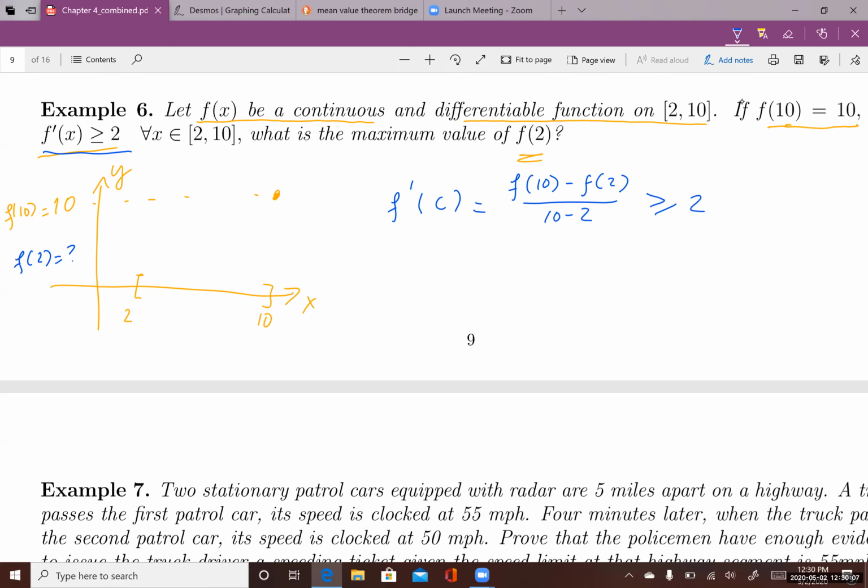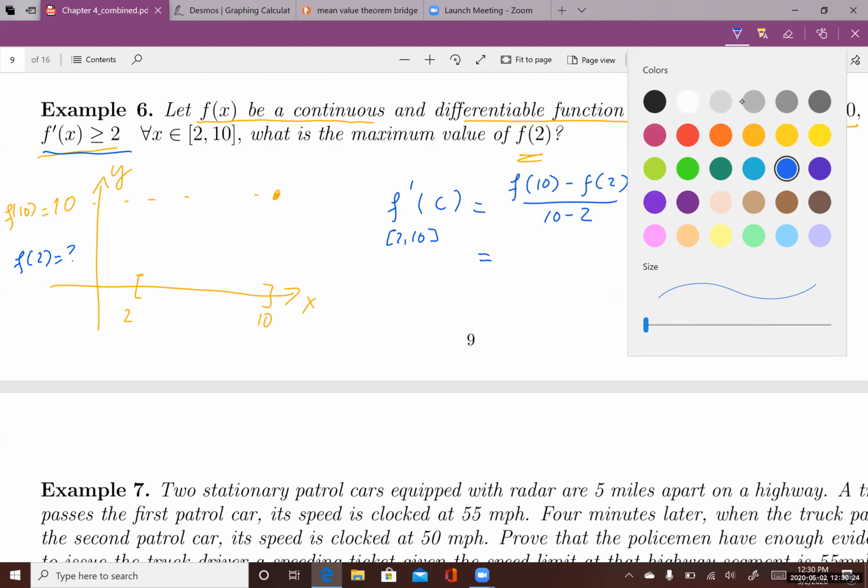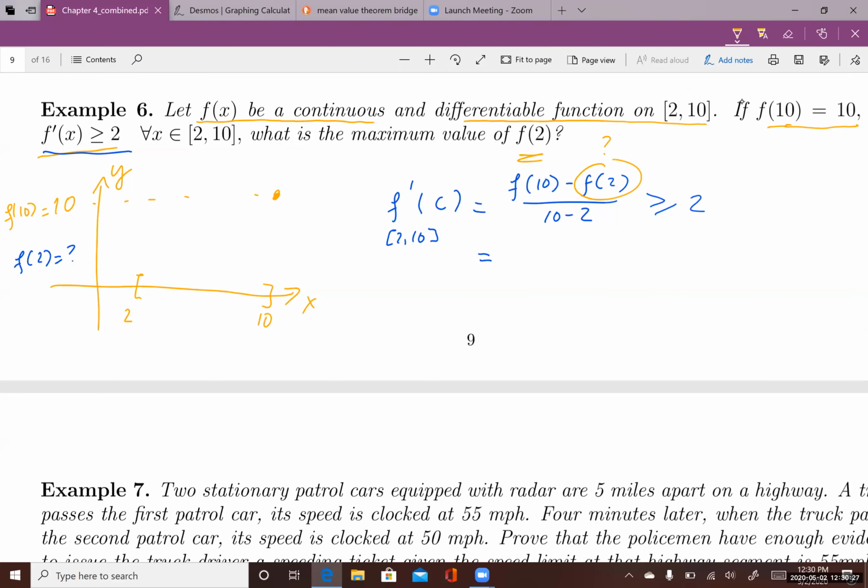Okay. So from 2 to 10, then we have an inequality. And we have some information for some of the pieces in this inequality, and we hope to solve for f of 2. Here we go. F of 2. There's this question mark on f of 2. Do we know f of 10? Yes, it's 10. F of 2? No, I don't know it. Do we know 10 minus 2 equals 8? Yes.